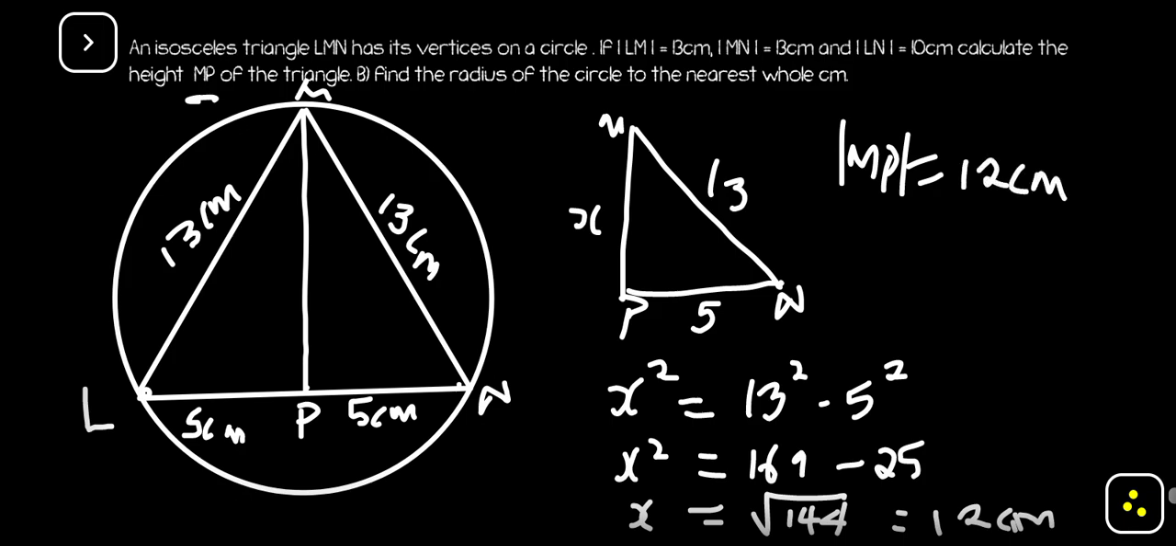But now they ask us for the radius, and it may seem a little bit confusing. The radius is a line drawn from a point on the circumference of the circle to the center. So let's assume that here is the center. I'm going to put that here. So let's assume that's the center.